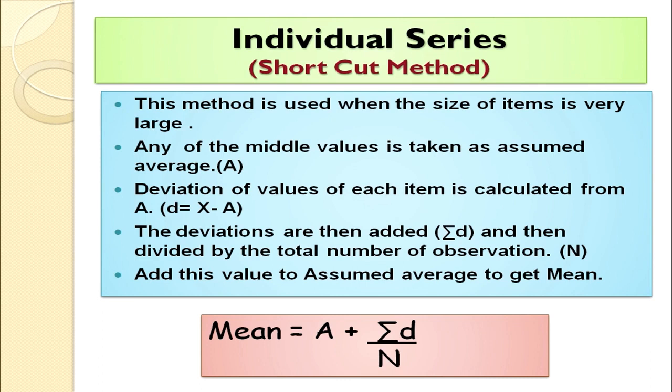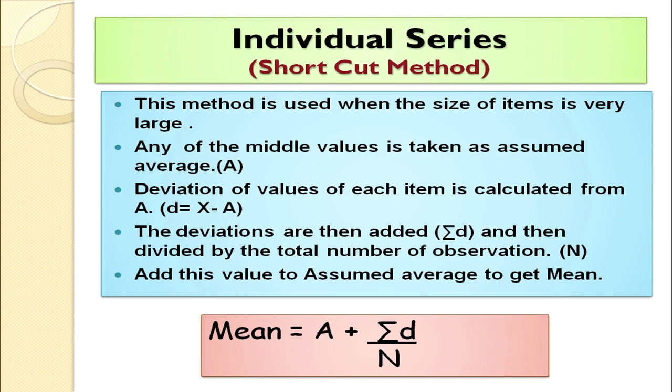Now, we can discuss assumed mean method, also known as shortcut method. The question arises, when should I calculate by shortcut method? We should calculate mean by shortcut method only when the data, that is the size of the items, is very large, or otherwise even the examiner can tell you to compute it by shortcut method. In both cases, you have to calculate mean by shortcut method or by assumed mean method. Step 1: take any of the middle values as assumed average and put a in front of it.